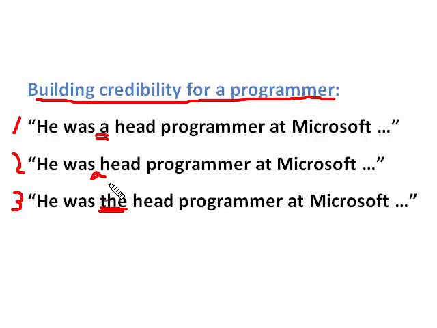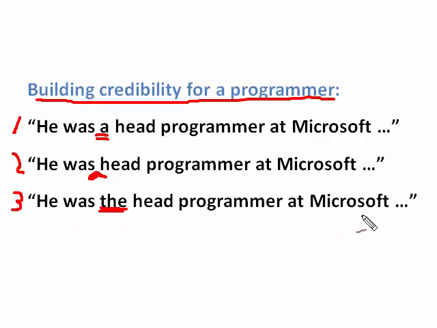The second statement said he was head programmer at Microsoft, and just dropping the "a" now gives him a greater prominence. He's not just among head programmers, but he was head programmer at Microsoft. So statement number 2 is even stronger than statement number 1, if we are trying to build the prominence of this programmer. Right away we say that just by dropping the indefinite article, we have actually boosted the image of this programmer.